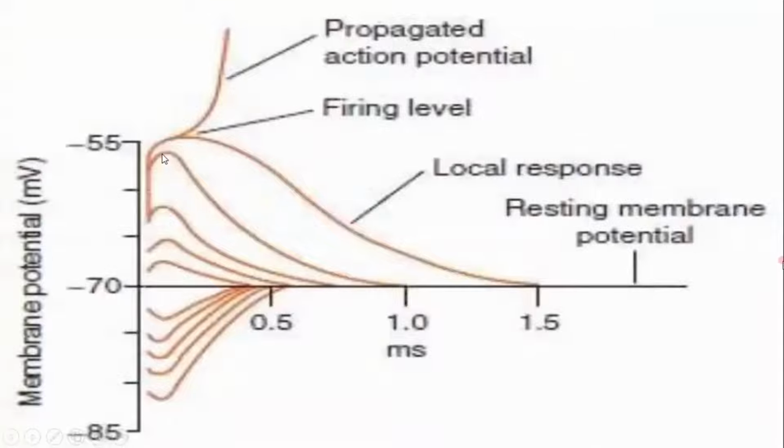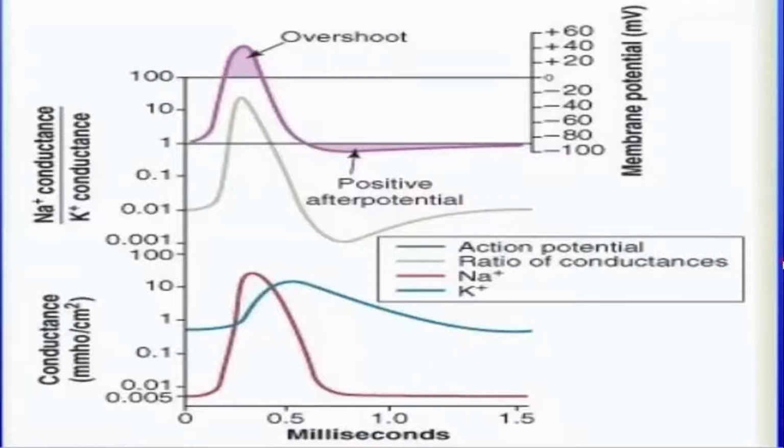So, there is generation of an action potential. Here you can see that it exceeds about 0. As a result, there is some overshoot, but it doesn't reach the equilibrium potential for sodium ions because sodium channels are voltage and time dependent. After a certain voltage and time, they become inactivated.